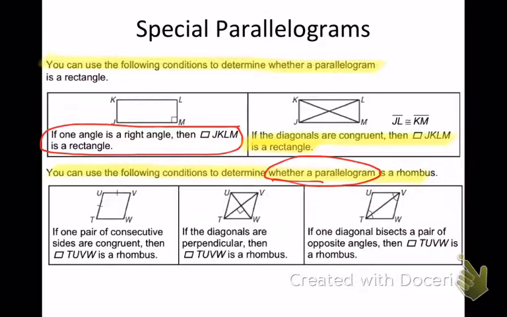If the diagonals are perpendicular, this is one we struggled with yesterday a little bit. If the diagonals are perpendicular, so that means they form right angles, then it's a rhombus. And if one diagonal bisects, what's it mean to bisect? Cut in half. So if one diagonal bisects a pair of opposite angles, then TUVW is a rhombus.